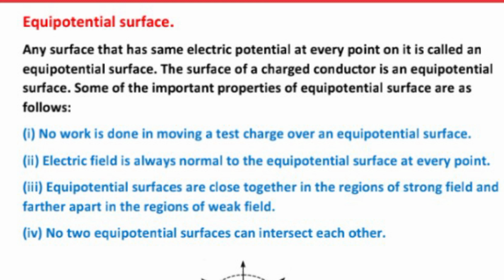What is an equipotential surface? Any surface that has the same electric potential at every point on it is called an equipotential surface. I am repeating once again. Any surface that has the same electric potential at every point on it is called an equipotential surface. The surface of a charged conductor is an equipotential surface.